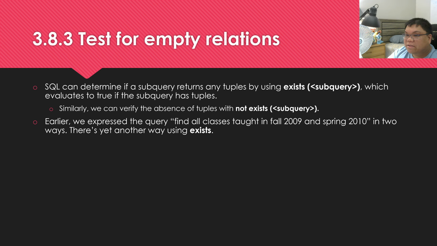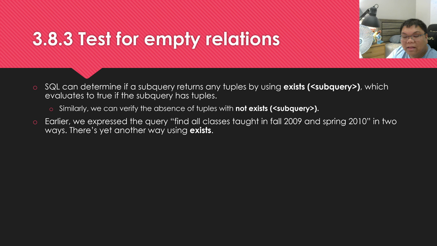Testing for empty relations. SQL can determine if a subquery returns any tuples by using exists, which evaluates to true if the subquery has tuples. Not exists evaluates to true if the subquery results in an empty table.